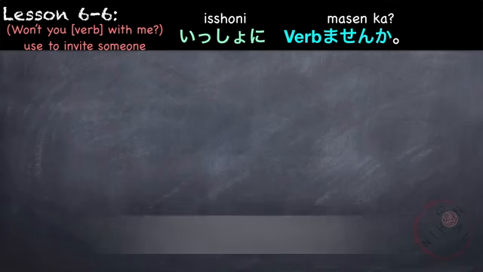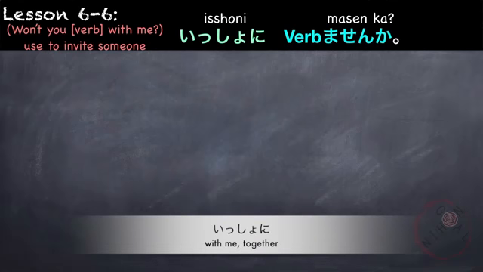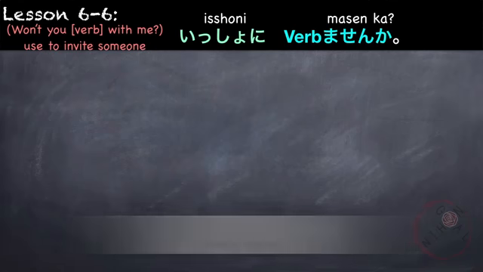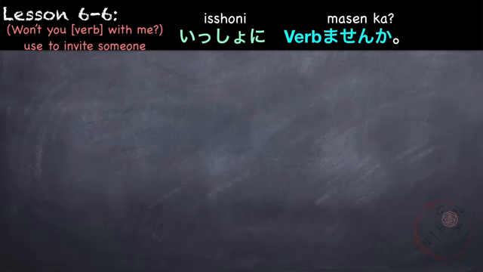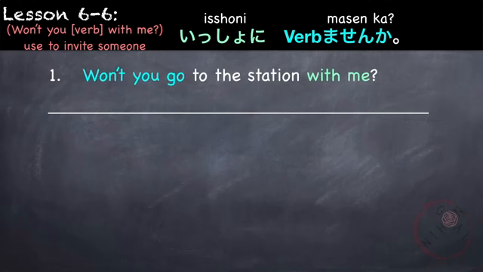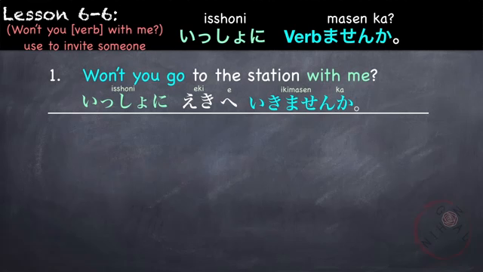Next is how to invite someone to do something, or won't you verb with me? In Japanese, 一緒に means with me, and then verb ませんか? For example, won't you go to the station with me? Let's start with the word with me or 一緒に. 一緒に to the station. 駅へ. So, へ is the particle to indicate the direction of the action, which is go. 行きませんか? Won't you go with me?